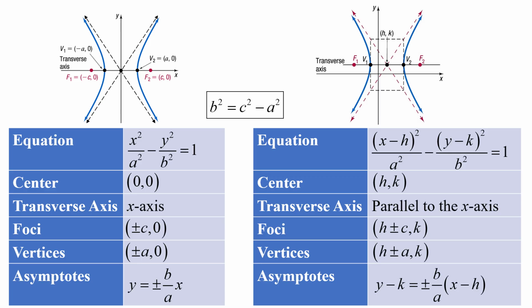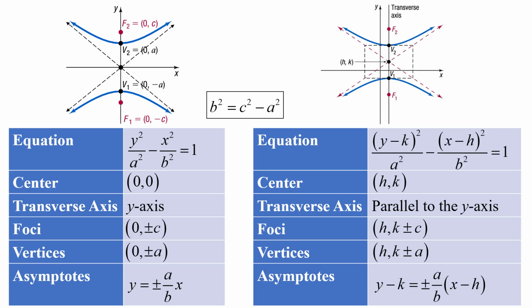Vertices are a distance of a units from the center along the transverse axis. Moving a horizontal distance, a, from the center, the vertices are located at h plus or minus a, k. And finally, the asymptotes are y minus k equals plus or minus b over a times the quantity x minus h. Again, these are two lines, one with slope b over a and one with slope negative b over a.